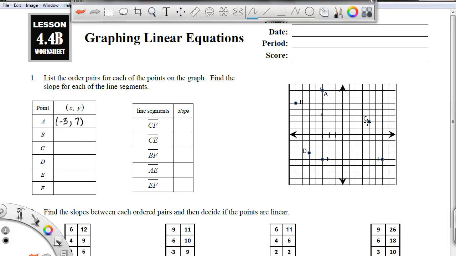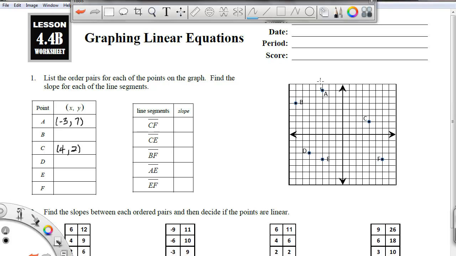Let's look at C. C is 1, 2, 3, 4. So a +4 on the X. And it looks like I go up 2. Alright, so that's how you do this first part: you just look over on the coordinate plane and count the X address, how far you go over on the X-axis and how far you go up on the Y.